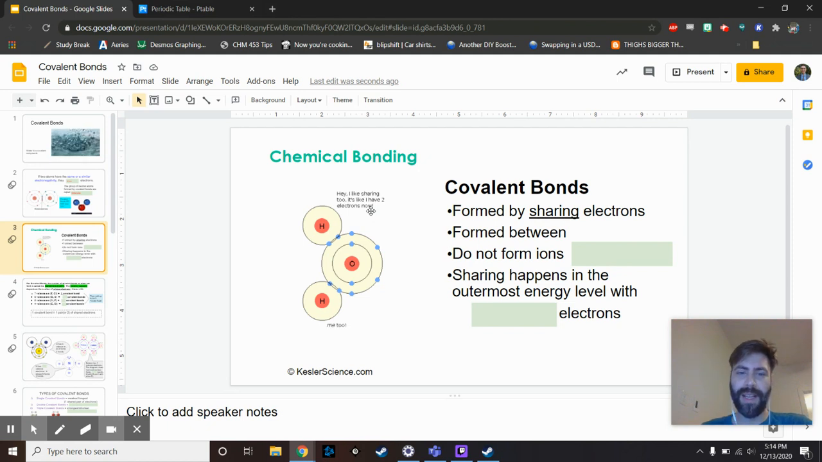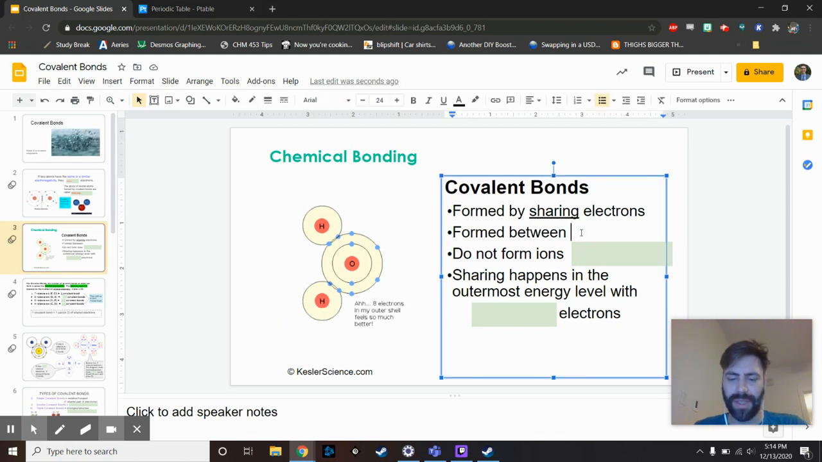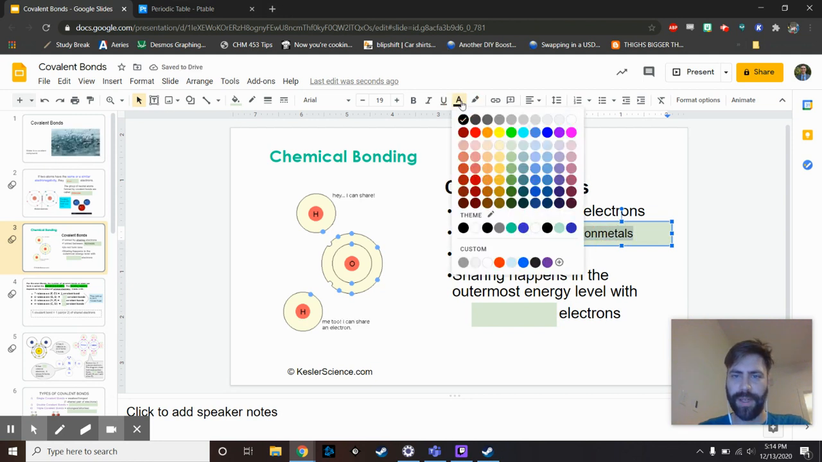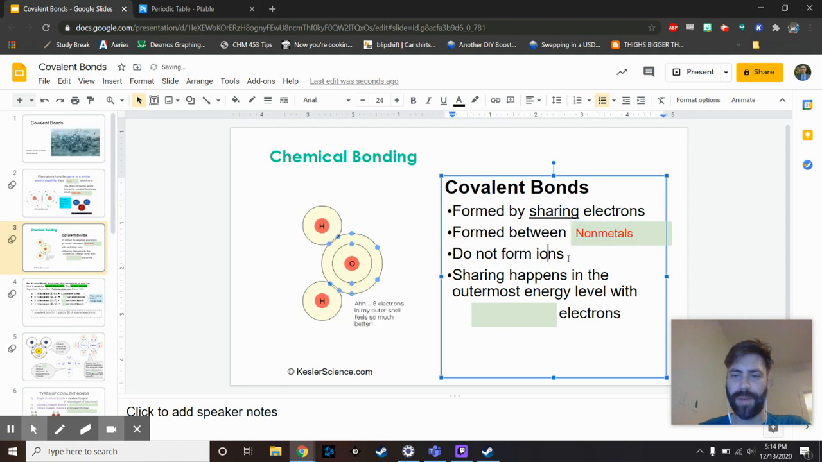Here we have an animation where oxygen is sharing two electrons, one electron with this hydrogen, and another electron with this hydrogen. So again, they're formed by sharing electrons. They're formed between nonmetals. They do not form ions.